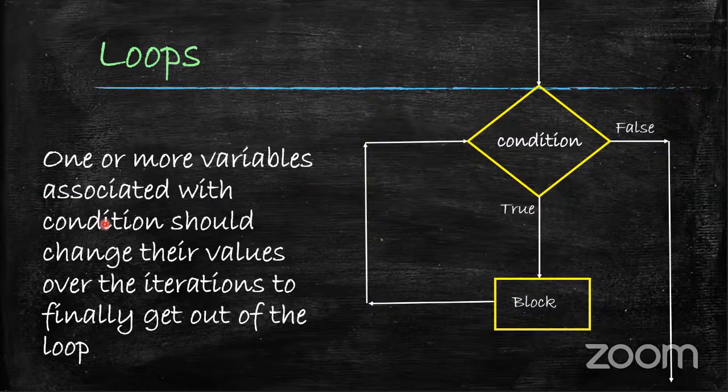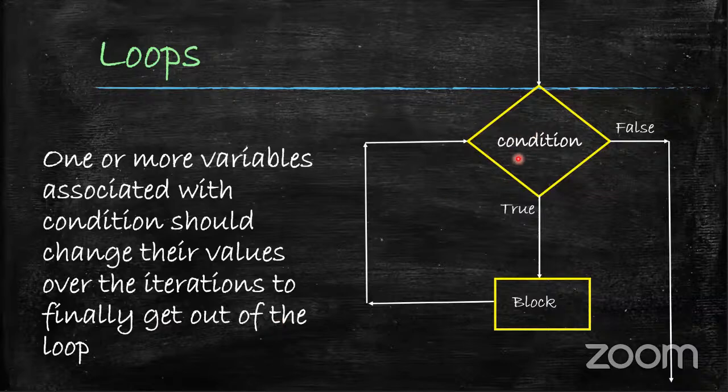and 1 or 2 more variables associated with the condition. So the condition might have some variables, right? Some comparison done with some variables. And those variables should change their values in the block. Why? Otherwise, the condition will remain true every time. So those variables should change their values over the iterations to finally get out of the loop.